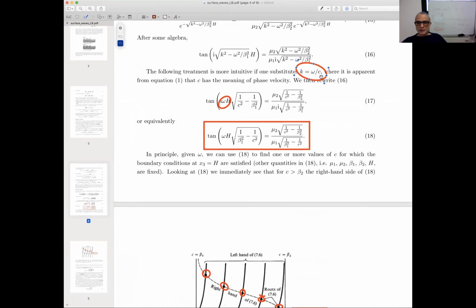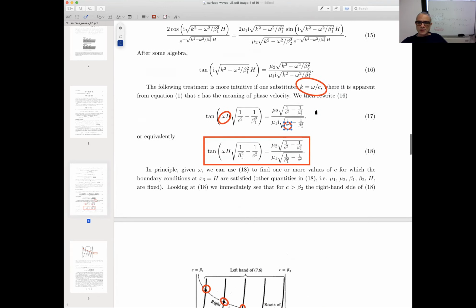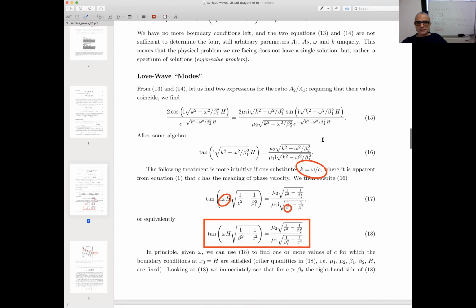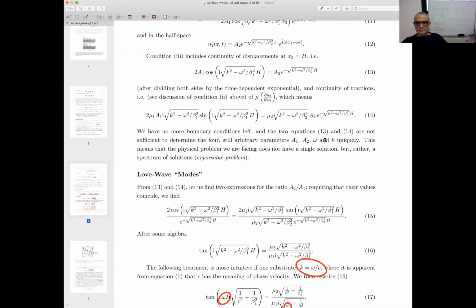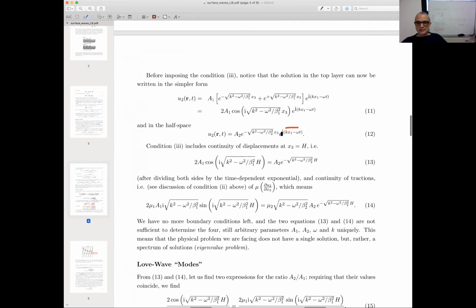K equals omega over C. So whenever I write C here, I'm basically writing K. But the reason I prefer to write C, and I should have mentioned it earlier, is that omega over K has the meaning of a velocity of propagation, right? If you remember the math that we did earlier, and the argument of the traveling wave.